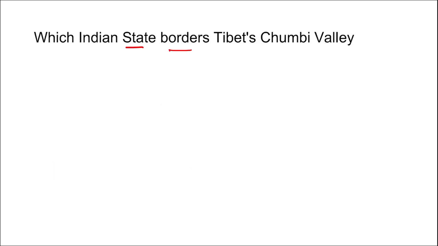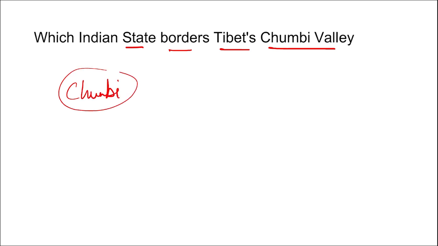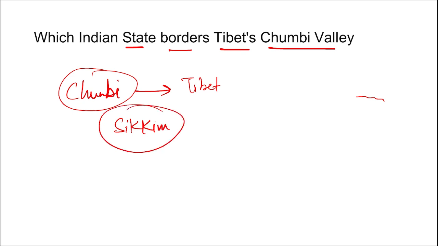Which Indian state borders Tibet's Chumbi Valley? Where is Chumbi Valley? Can you tell me? It is in Tibet, simple, direct given. But which Indian state borders the Tibet's Chumbi Valley? As you see, Tibet is near Nepal and Sikkim. Alright, so it is in that area. So if I say Sikkim, directly Sikkim is the correct answer because it is related to that area only.